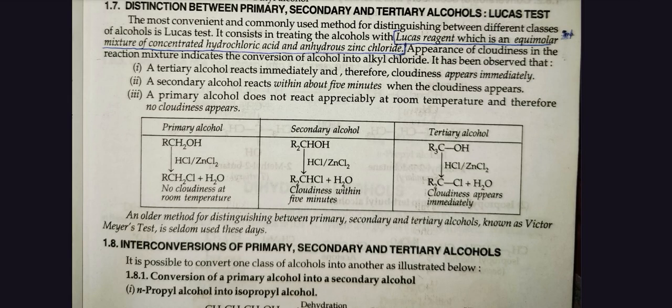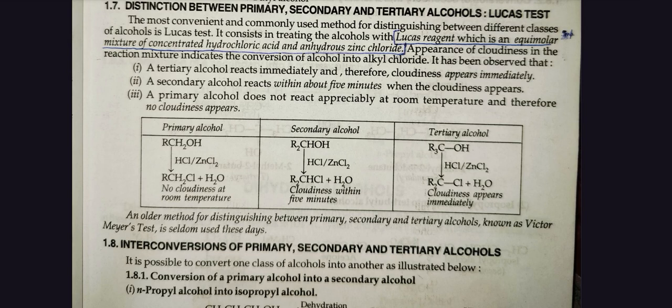Distinguish between primary, secondary and tertiary alcohol. Lucas test, the most convenient and commonly used method for distinguishing between different classes of alcohols, is the Lucas test. It consists of treating the alcohol with Lucas reagent, an equimolar mixture of concentrated hydrochloric acid and anhydrous ZnCl2. The appearance of cloudiness in the reaction mixture indicates the conversion of alcohol into alkyl chloride.